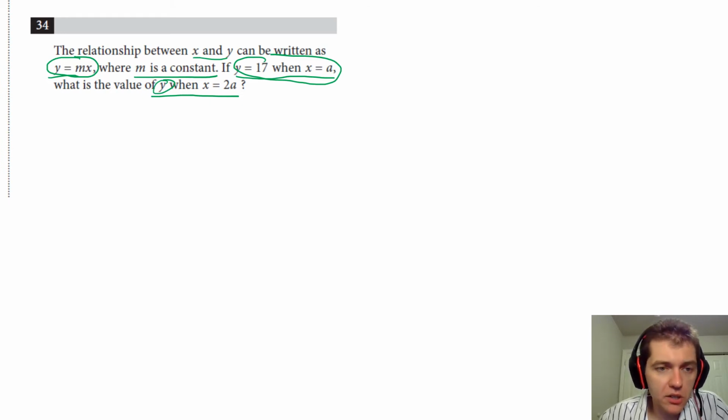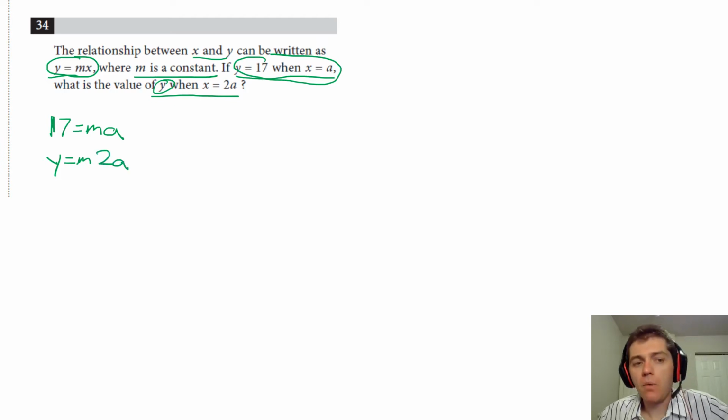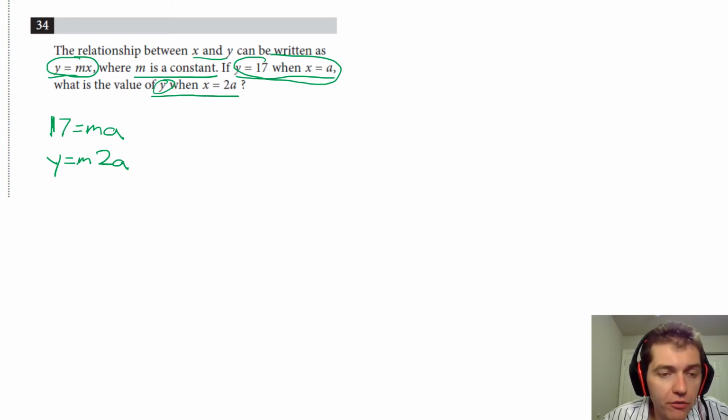So actually write it out as a system of equations. Might be easier to see. So sub in that first point, you'll have 17 is equal to m times a for the first equation. For the second equation, you will have still y is equal to m times 2a. And what you need to do, you're looking to solve for y. Solve the first equation for either m or a, and then plug into the second one to reduce your number of variables in the problem.